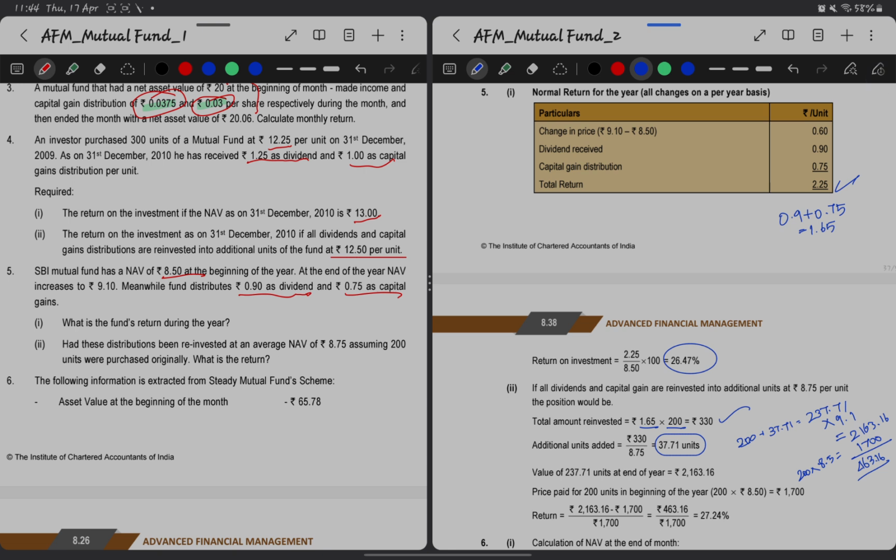So the return: 463.16 divided by 1700 will give us the return which we got, which is unrealized yet, because whatever we received we again reinvested in the business. We have not realized anything yet, but the unrealized gain, the return, is 27.24 in our case.